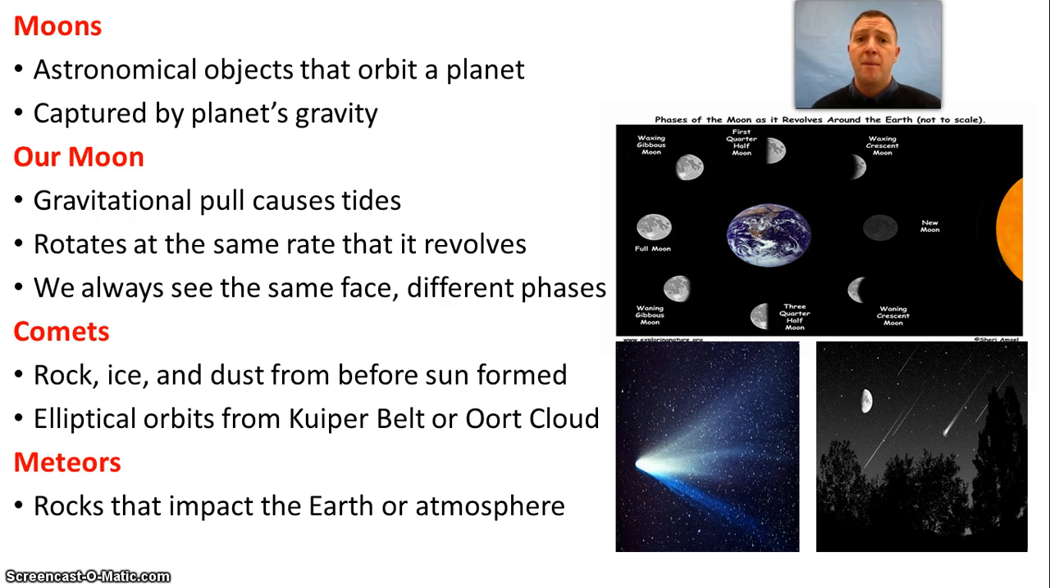Another neat thing about our moon is it rotates, so it spins at the same rate as it revolves, okay? So what that means is we always see the same face of the moon. We never see the back side of the moon. We always see the exact same side of it. We may see different phases. Okay, we can see a full moon or a new moon, but the part of the moon that we see is always the same. Cool?